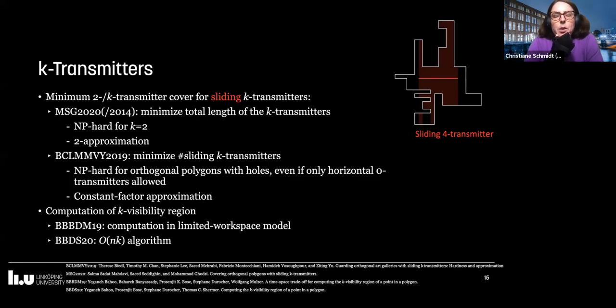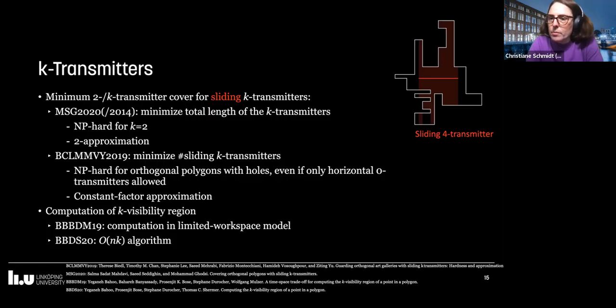So that's kind of the furthest mobility that people looked at for k transmitters, the sliding k transmitters. And this is also for orthogonal polygons, or no? So only this proof by Biedel et al. of hardness was restricted to orthogonal polygons, but the others are defined for general polygons and different types. So you're not restricted to only having horizontal sliding k transmitters.